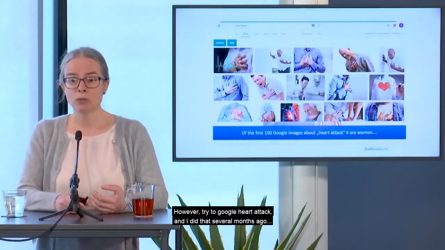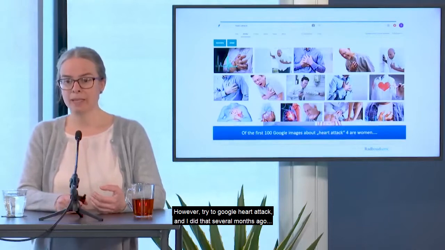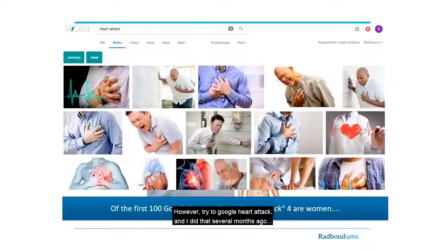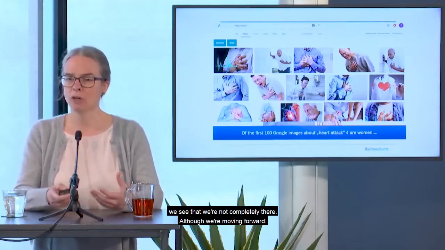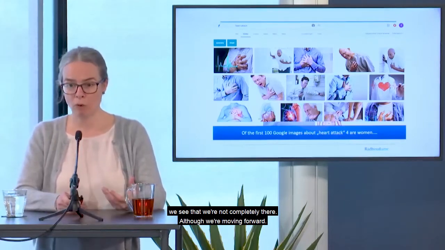However, try to Google heart attack. I did that several months ago, and what you will find is this. You will find exactly 4 women, and one of them you will find twice. So yes, we know, but if we look at our collective unconscious, we see that we're still not completely there, although we're moving forward.